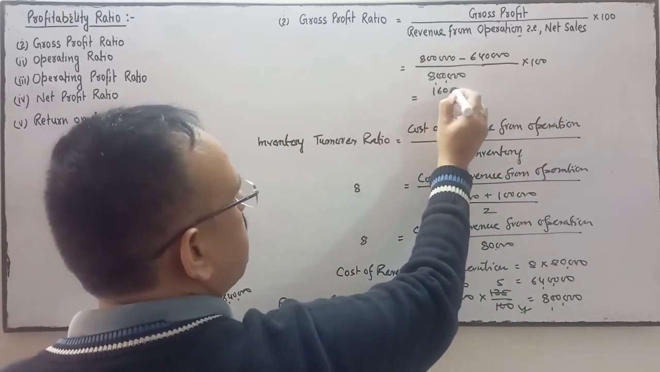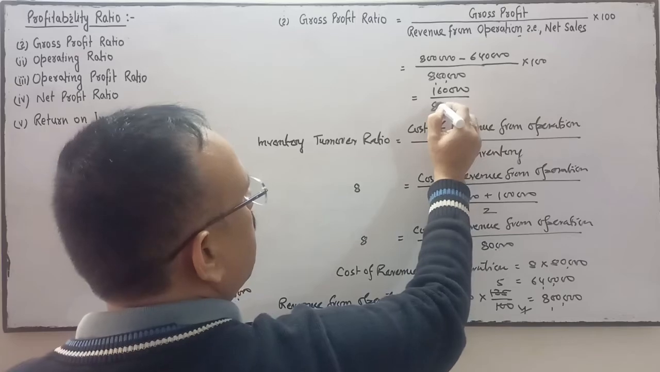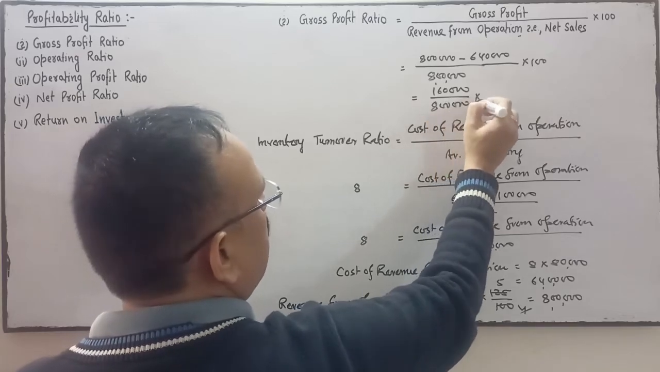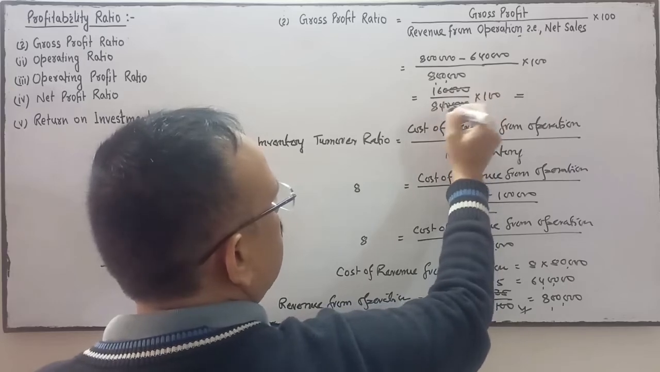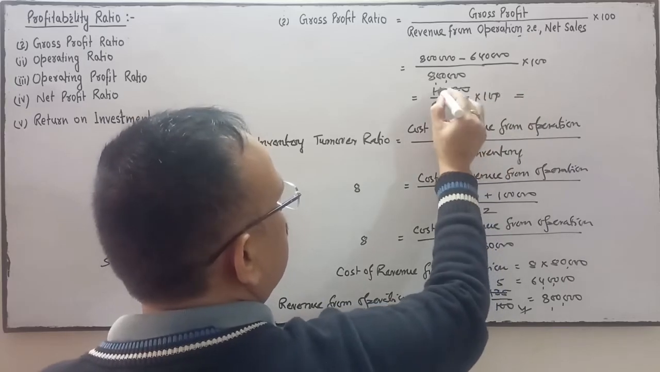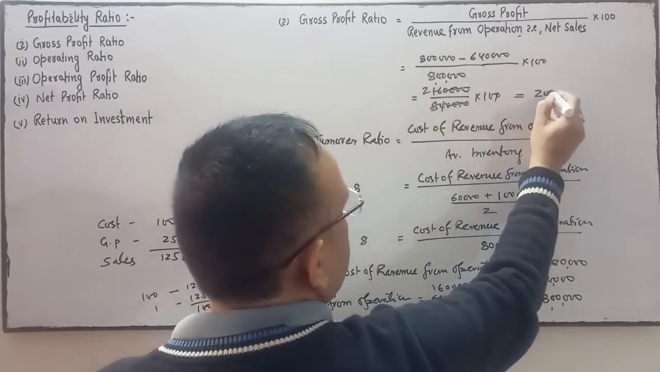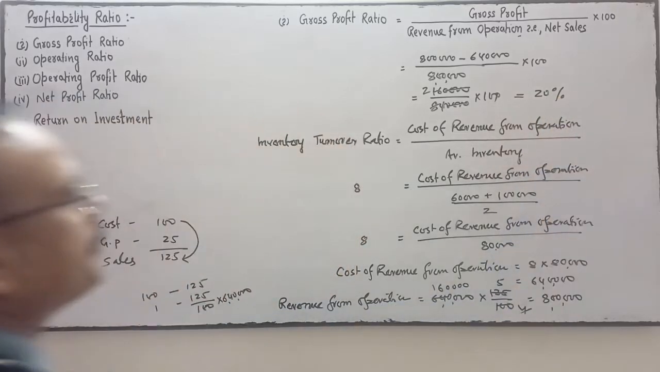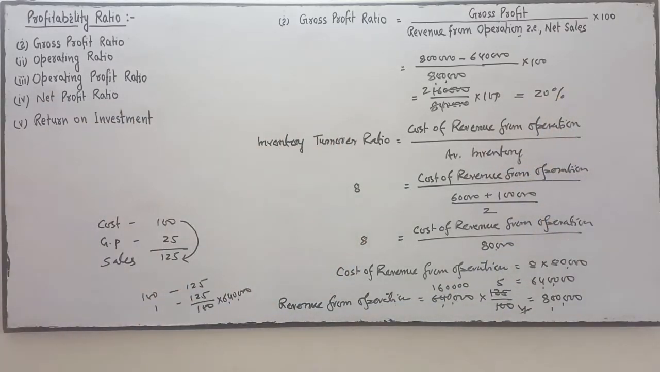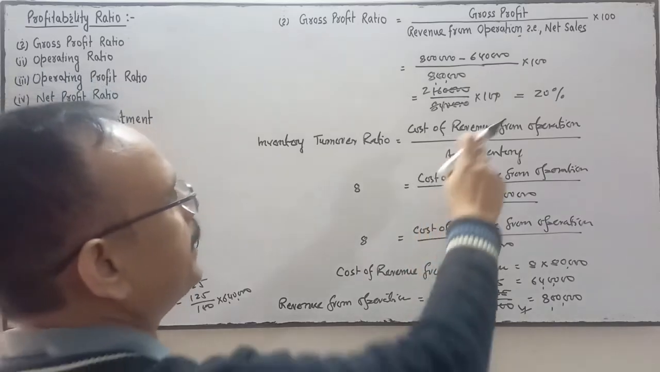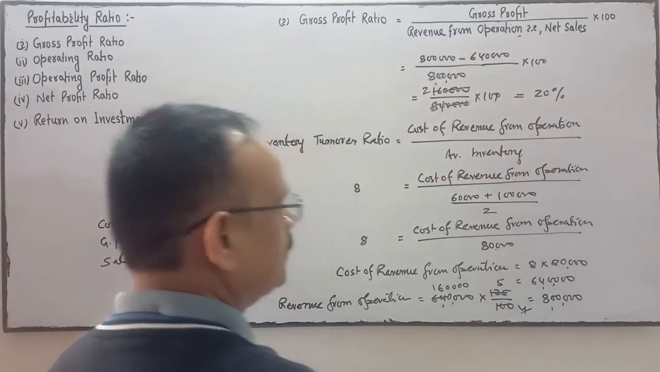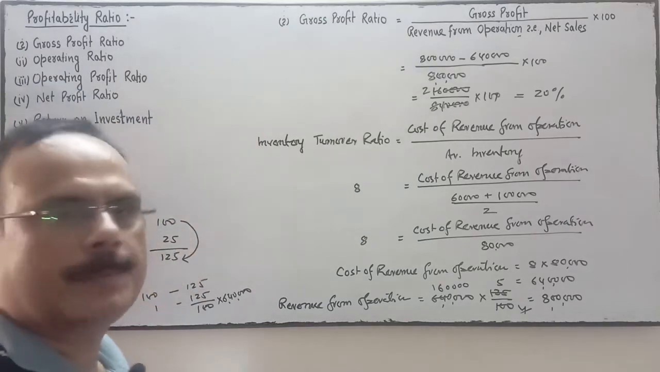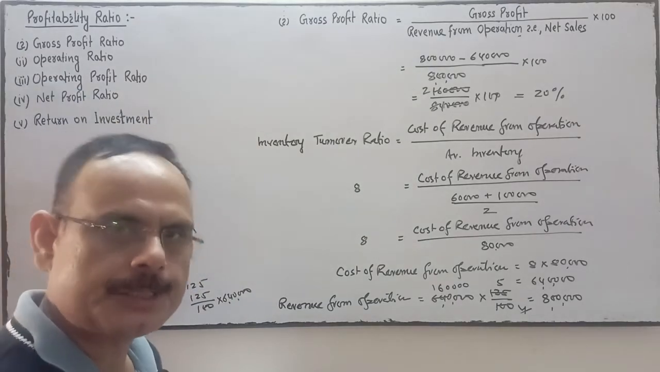So it is 1 lakh 60 upon 8 lakhs into 100. So 40 cancelled, 00, it is 2. So it is 20%. GP is 20%. Okay, GP is how much? It is 20%. It's revenue from operation minus cost of revenue. So that is called GP. That difference will indicate your GP.